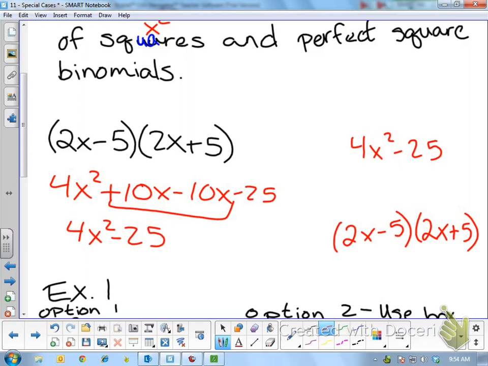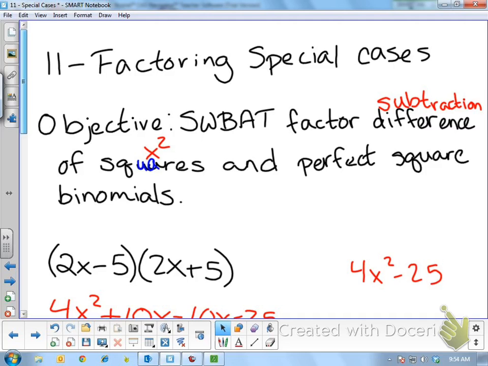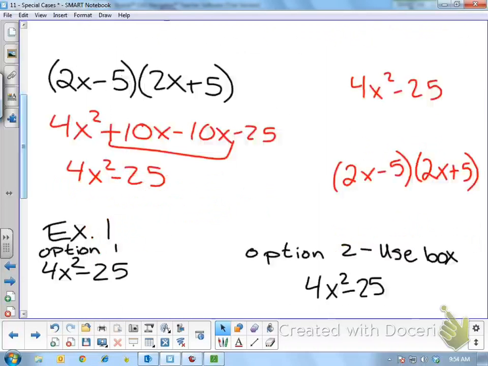Hi, YouTube. So we're starting a little bit late. These are notes 11 on factoring special cases. And we're at the point where we're trying to figure out how do I take 4x squared minus 25 and make it a 2x minus 5 times a 2x plus 5. So what is different about this 4x squared minus 25 than what we have factored before?